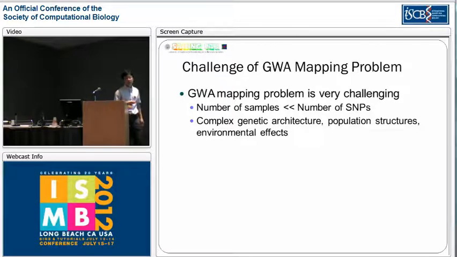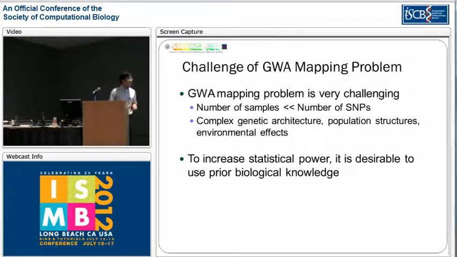However, this problem is extremely difficult. The main difficulty is here. The number of samples is much smaller than the number of SNPs. Usually we have number of SNPs on the order of 1 million, and we have number of samples on the order of 1,000. And also there exist other confounders, which include complex genetic architecture, population structures, and environmental factors.